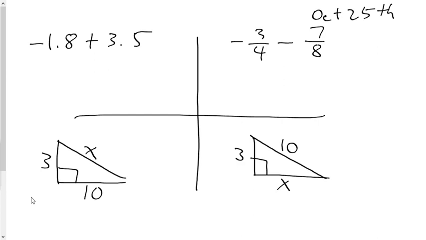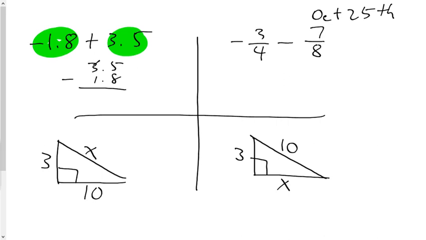Our first question says negative 1.8 plus 3.5, which comes right from section 2.2 in our Math Links textbook. What do I have more of, the negatives or the positives? The answer is I have more positives. The difference between them will be subtraction. Borrow. I have 1.7 more positives, and therefore my answer is positive 1.7.